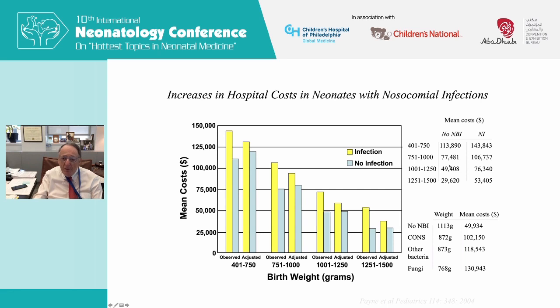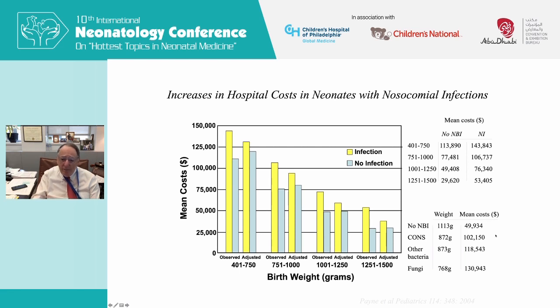The actual numbers, if you look at the right part of the slide, again broken down to different birth weight categories, are shown here. So at each birth weight grouping, the difference is about $30,000. So babies with nosocomial infection, which is what healthcare associated infections are called, cost about $30,000 more than babies who did not have such an infection.